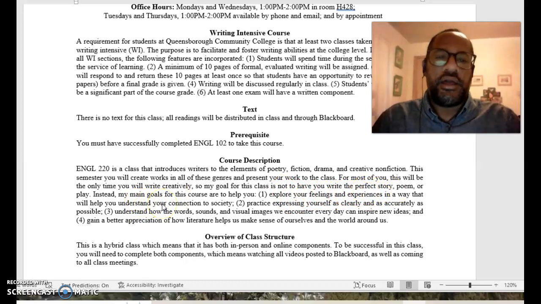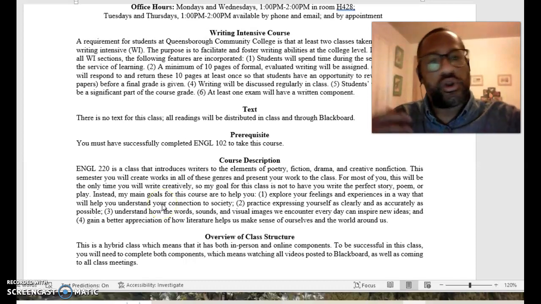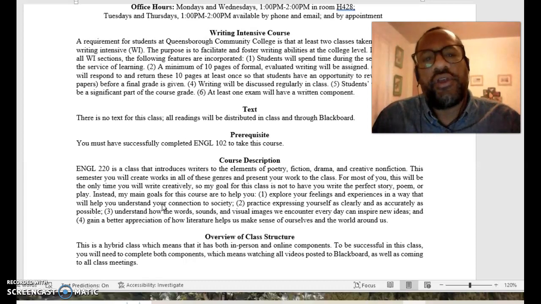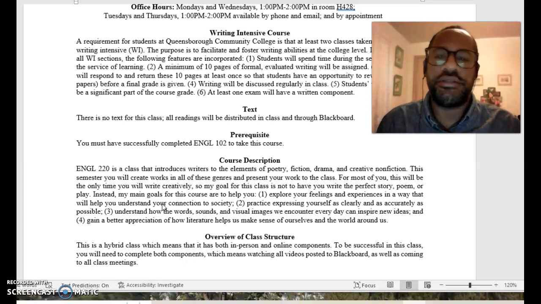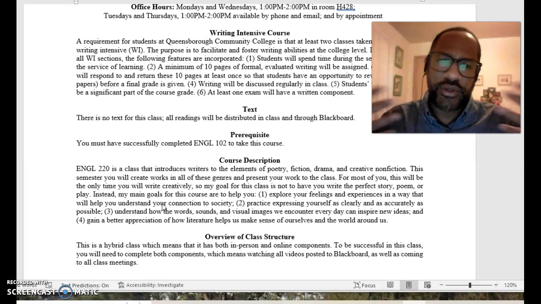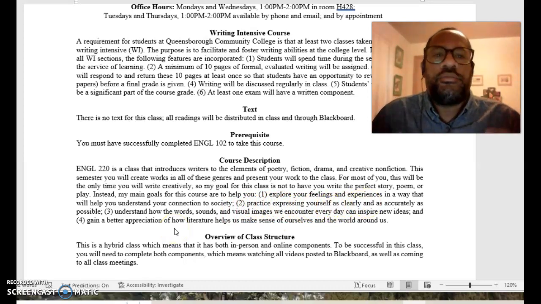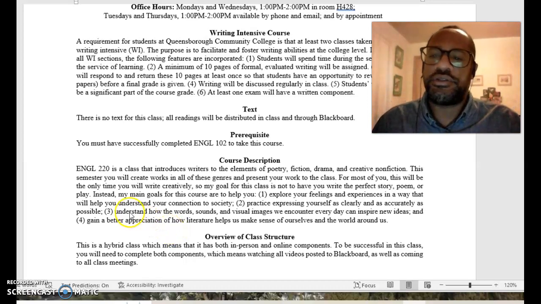Society, right? And to understand yourself, understand how you work with other people around you. Through the process of writing, you're able to, on some level, understand some of those things. So that's the kind of thing I want you to be able to explore: how it is that we're able to express those ideas. You want to practice expressing yourself as clearly and as accurately as possible. So just basic language skills that I want you to deal with.